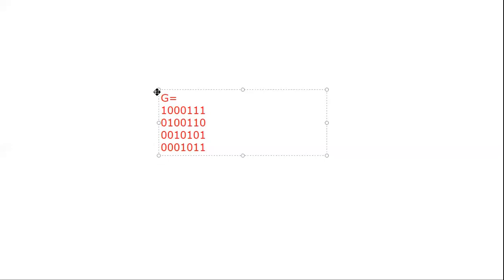Can anyone draw the (n,k) Hamming code? In order to draw the (n,k) Hamming code, our requirement is check bits. (n,k) means k number of message bits, right? K message bits, n output bits, n minus k check bits.